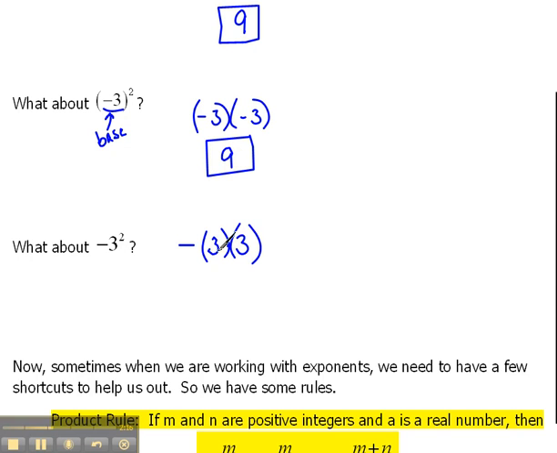So we would have to do the multiplication first. So 3 times 3 would be 9. And then this says we have to take the opposite of that, so this would be a -9. Be very, very careful about what it is that you are squaring. Look at the difference here again. If we have our square outside the parentheses, then that means everything inside the parentheses stays together. If there is no parentheses, then the only thing that's being affected by the square is just the 3, and that's all.